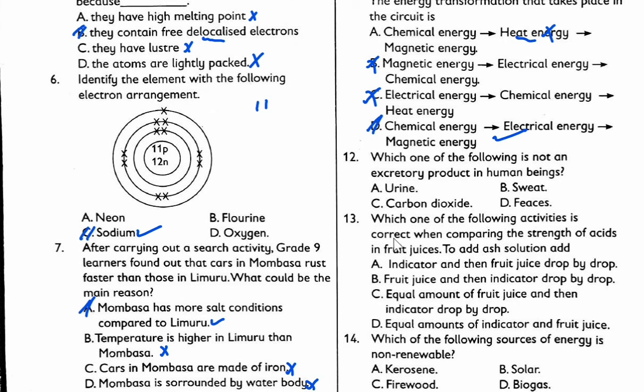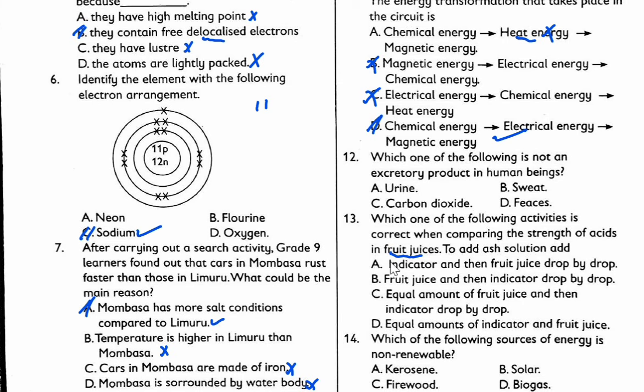Number 13: Which one of the following activities is correct when comparing the strength of acids in fruit juices? Here we have to add an indicator solution. A, add indicator and then fruit juice drop by drop. B, fruit juice and then indicator drop by drop. C, equal amount of fruit juice and then indicator drop by drop. D, equal amounts of indicator and fruit juice.